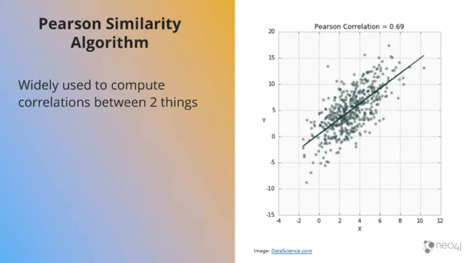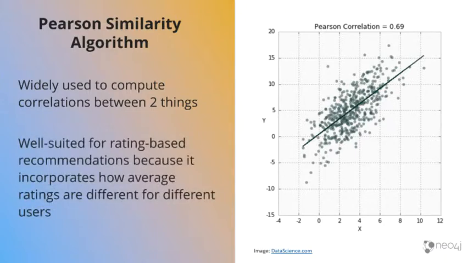The Pearson similarity algorithm is widely used to compute how strongly two things are related, or really correlated. The algorithm computes a similarity coefficient that measures the linear correlation between two variables. In this case, we're looking at X and Y variables.